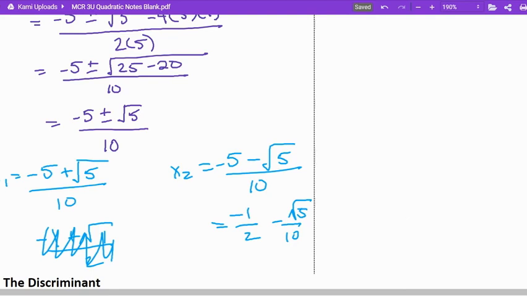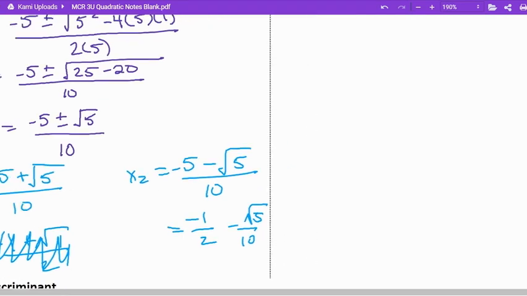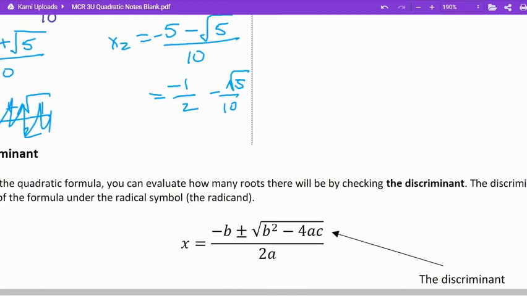All right. So in this case, how many roots? 2. Are they real or complex? Real. And are they identical or distinct? Good. They're different. They're distinct. So let's write that down. 2 real and distinct roots, meaning they're not the same.